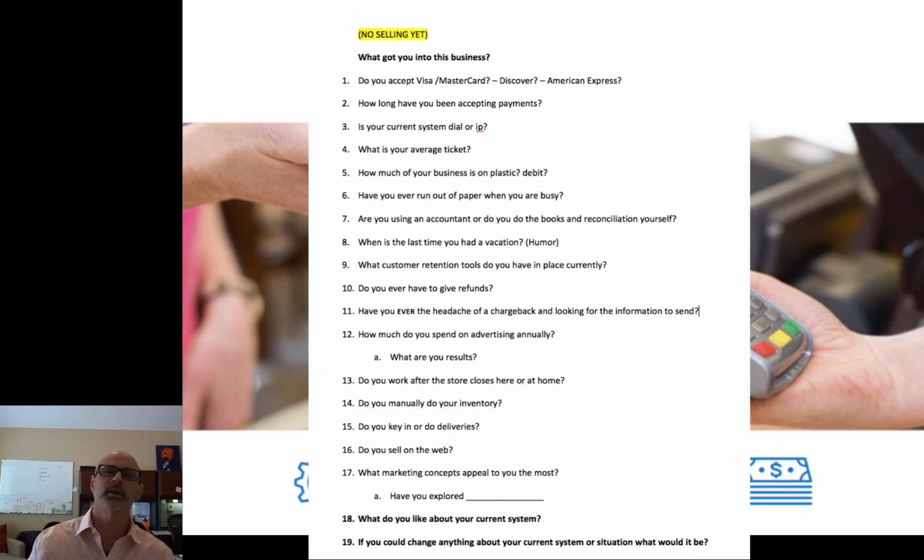Now, mixed in there, I do throw in quite a bit more questions, like, how much of your business is on plastic? How much of that plastic is debit cards? Do you ever do refunds for people? Have you ever had paper run out while you're in the middle of a shift? Do you ever do trade shows? Do you do mobile processing? Do you have an internet presence?